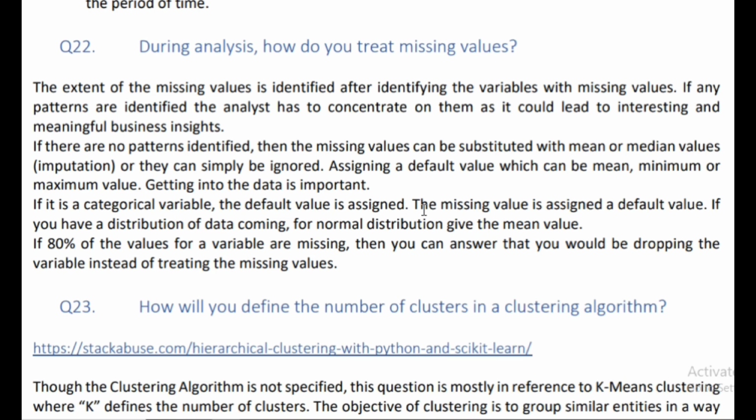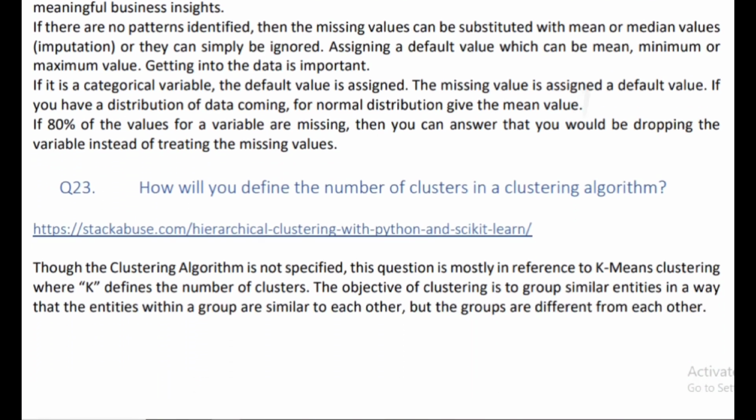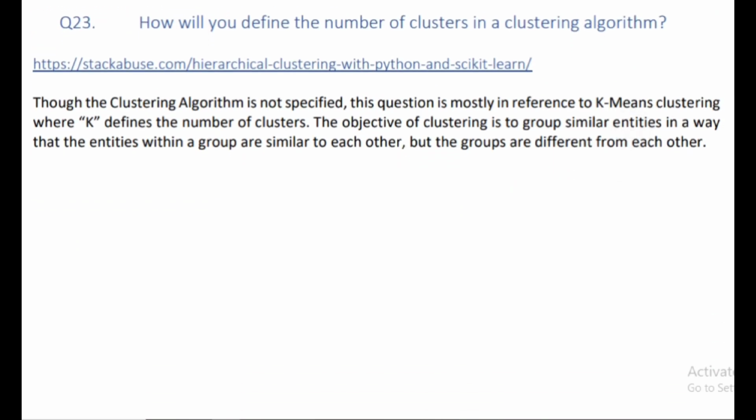Assigning a default value, which can be mean, minimum, or maximum value, getting into the data is important. If it is a categorical variable, the default value is assigned. The missing value is assigned a default value if you have a distribution of data coming for normal. Normal distribution gives the mean value. If 80% of the values for a variable are missing, then you can answer that you would be dropping the variable instead of treating the missing values.